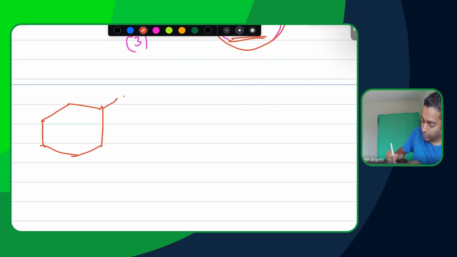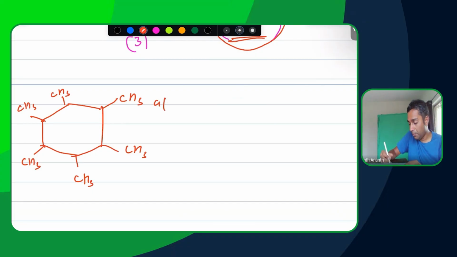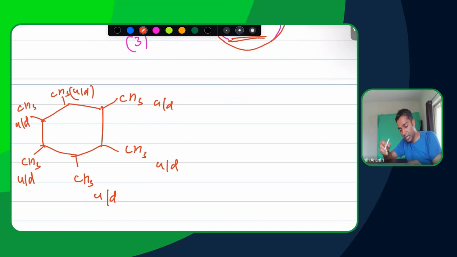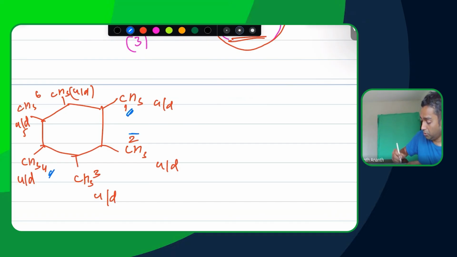But how? You have to hardwire yourself into doing it. So let's say this can be up or down. This can also be up or down. This can also be up or down. Those are different cases. Now, you also have to remember carbon 1, carbon 2, 3, 4, 5, 6. You're going to have 1 and 4 being the same. 3 and 6 are going to be the same.